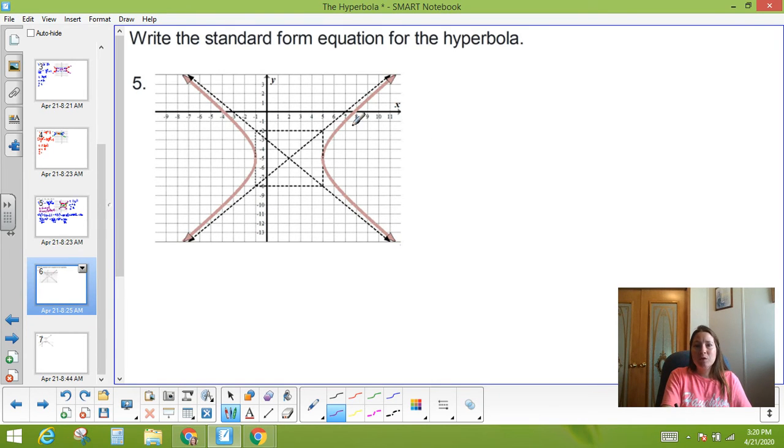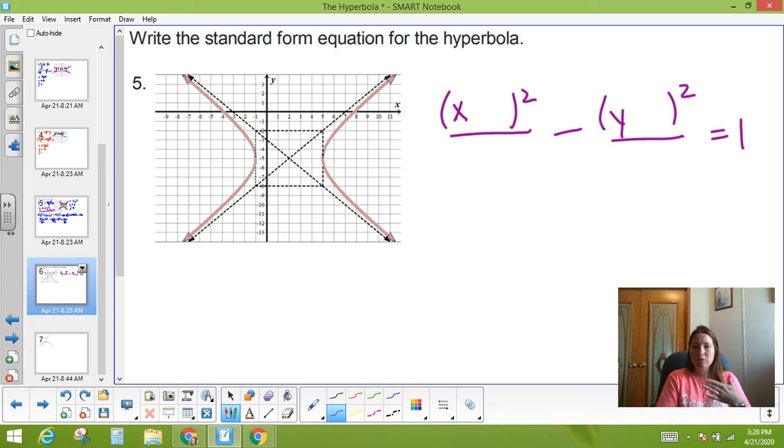Okay, so if I want to write the equation of the hyperbola, first off, I see that it points left and right. So I know that I'm going to have an x first minus the y. And I know that it has to equal 1 because hyperbolas and ellipses equal 1. The difference in the equation for a hyperbola and an ellipse is hyperbolas have a minus sign.